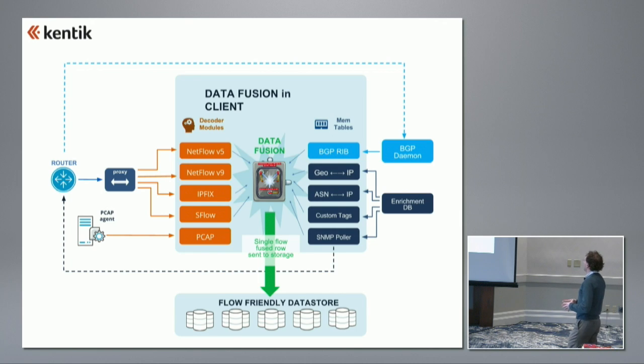Then you put it all together, you have the client, which is in the flux capacitor there in the middle. It's taking all the data in from the left and from the right, merging it together into one row that we're going to put into, let's call it a network-specific database.